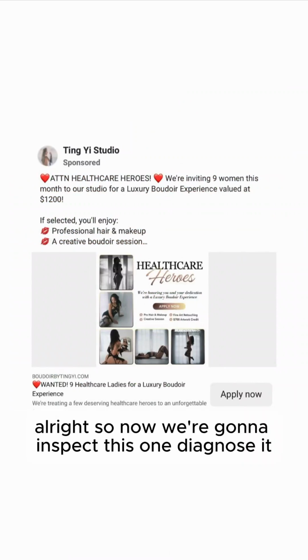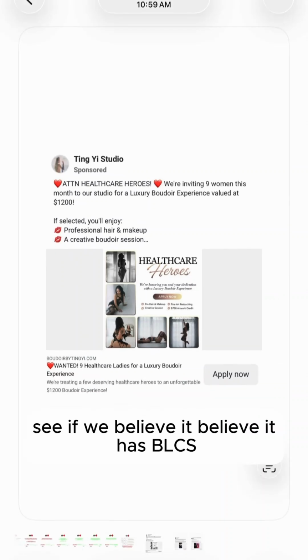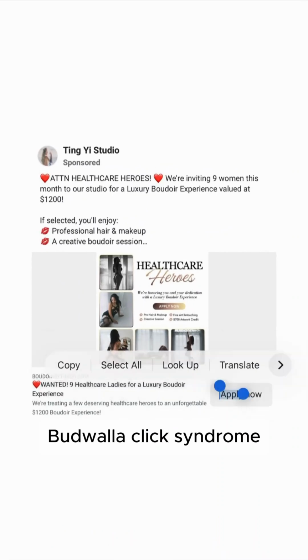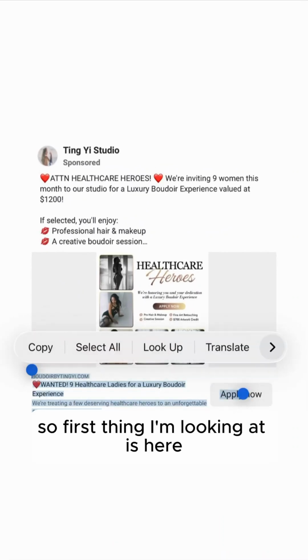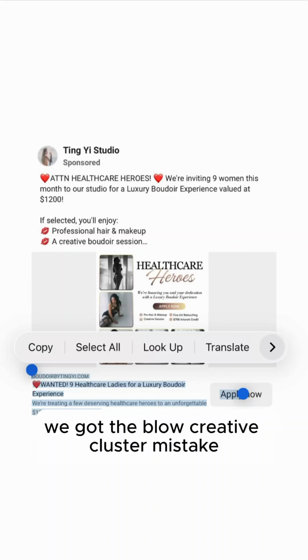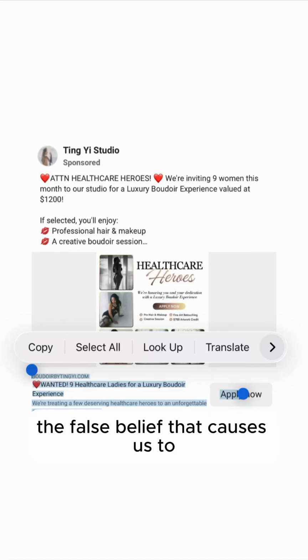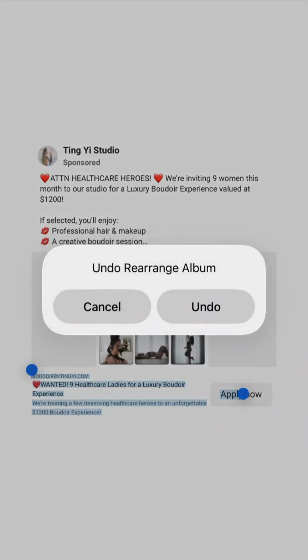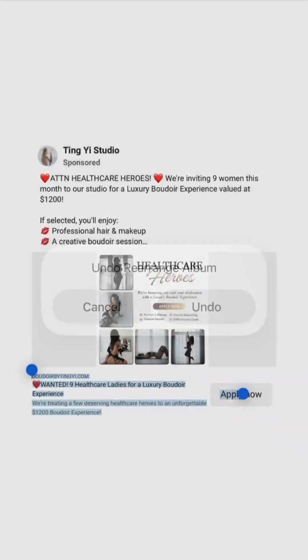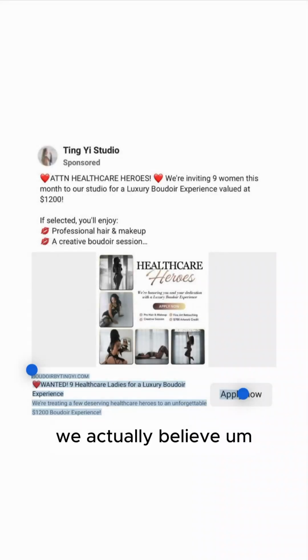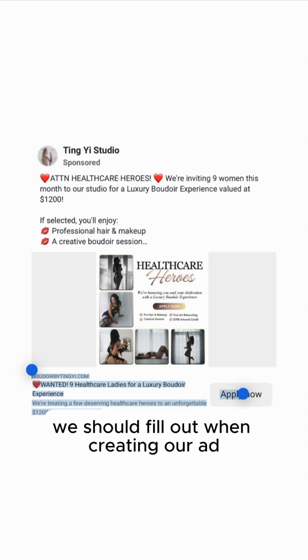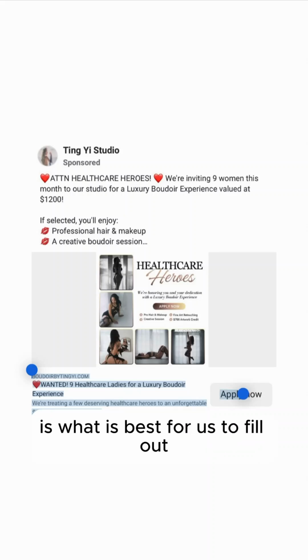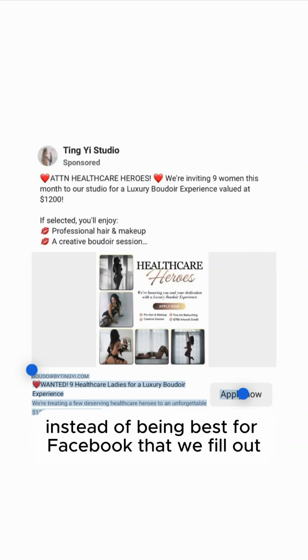All right, so now we're gonna inspect this one, diagnose it, see if we believe it has BLCS, Boudoir low click syndrome. So first thing I'm looking at is here, we got the below creative cluster mistake. The false belief that caused us to make this mistake is that we actually believe we're trusting what Facebook recommends we should fill out when creating our ad is what is best for us to fill out instead of being best for Facebook that we fill out.